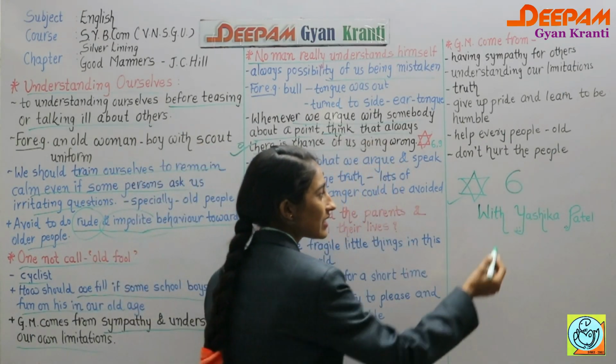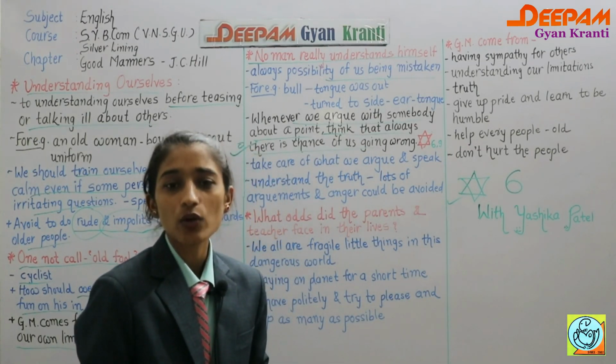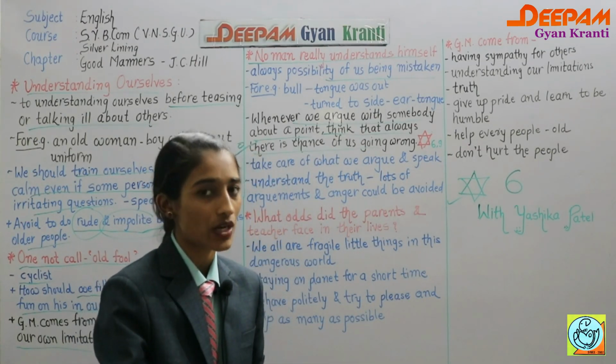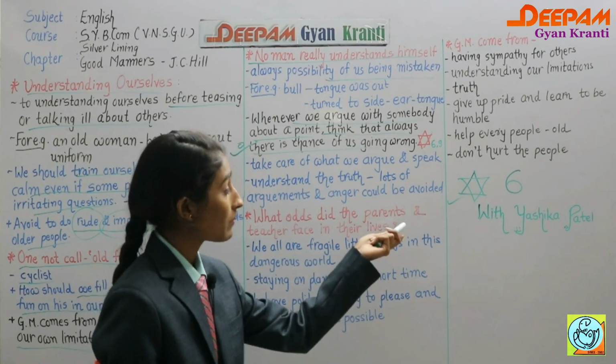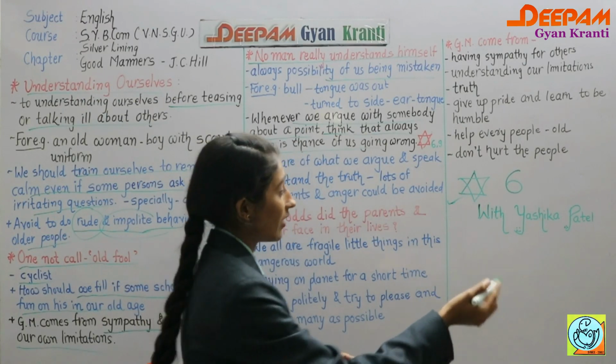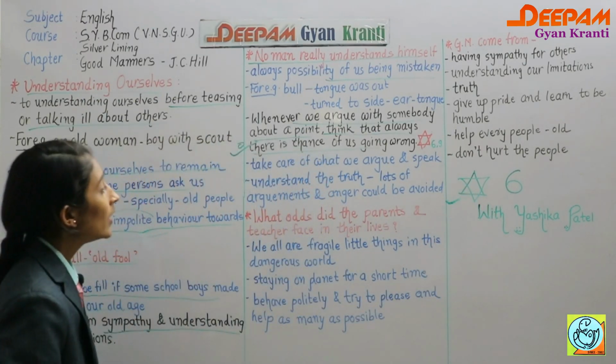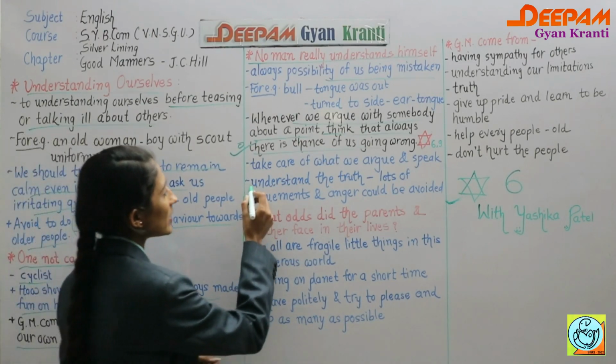So for someone it is 6, but for someone it is 9. So everyone is right. We cannot judge any person, or tell anybody that you are wrong here, because from his point of view it is a star, while from the point of view of others it is two triangles. So both are right. Then take care of what we argue and speak.